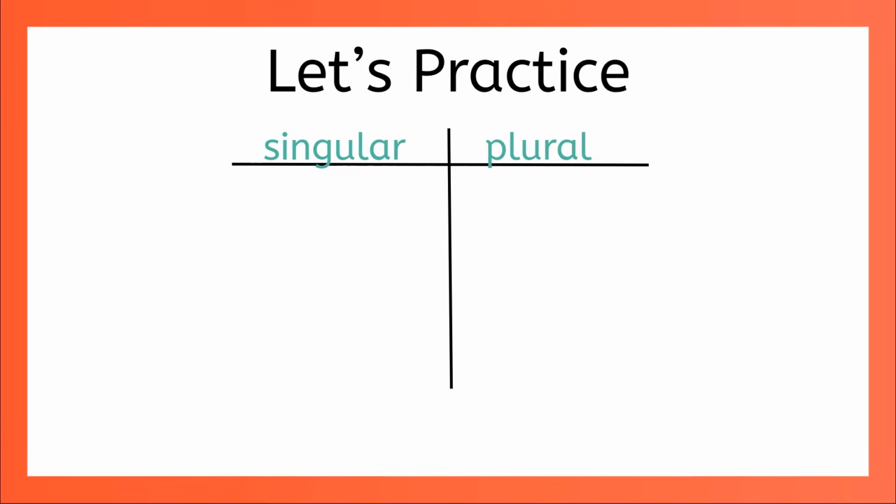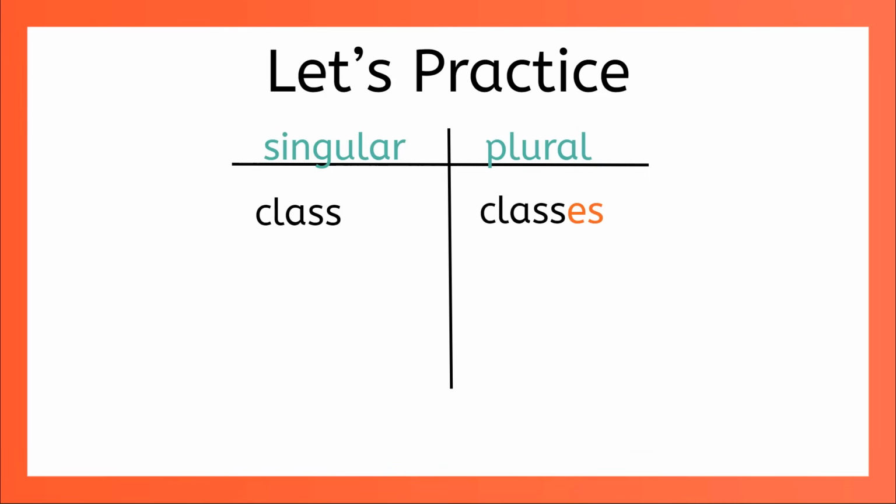Let's practice some irregular plural nouns together. The word class is singular. It means just one class. But what if I have more than one class? How would I write the plural form of class? Class ends with the letter S, so I know the plural form is classes. I add ES to the noun that ends with an S.